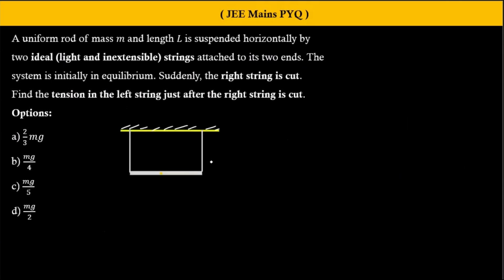Now let us move. ये एक ऐसा क्वेश्चन था, चलो इसको भी देखते हैं. क्वेश्चन इजी है, कुछ भी है नहीं यहाँ पे. A uniform rod of mass m and length L is suspended horizontally by two ideal strings attached to its two ends. दोनों एंड पे अटैच्ड है ये स्ट्रिंग, ठीक है. ये मार्क करना बहुत जरूरी है कि एंड्स पे अटैच्ड है. The system is initially in equilibrium.